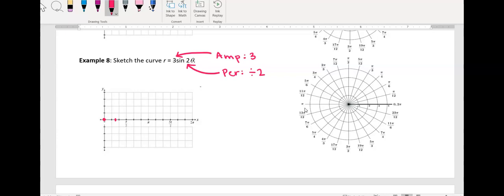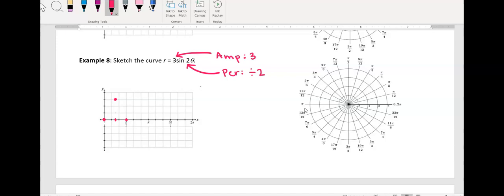So our period is changing our curve and making it a little more condensed. And so it should have a y value of 1 there, but now we're going to multiply that by 3 for our amplitude. So instead of having a y value of 1, it's going to have a y value of 3. So we're going to amp it up. Now normally the sine curve would be back at 0 at pi, but remember it's being cut in half there, so it's going to be at pi over 2. So it's going to be back at 0.